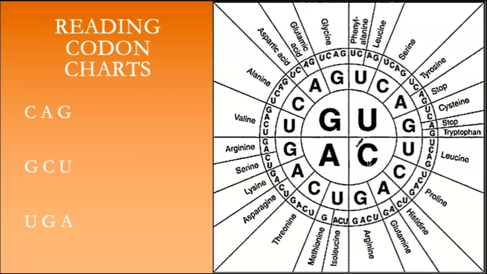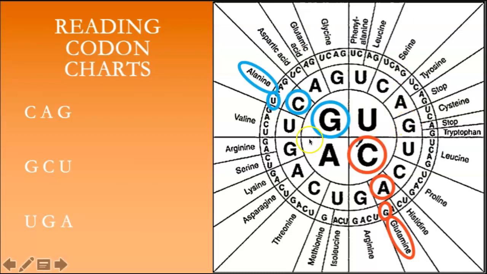Regardless, we can do the same process with all of these. CAG is going to give us glutamine. If we look at GCU, we go G to C to U and get alanine. Notice that whether it's GCU, GCA, GCG, or GCC, all of these are alanine because of that redundancy, because four different tRNAs can all carry the amino acid alanine. And then finally, U to G to A is our stop, which is a great time to stop this little bit of a lecture here for you.